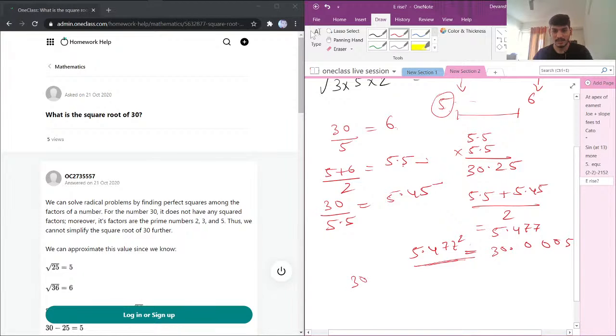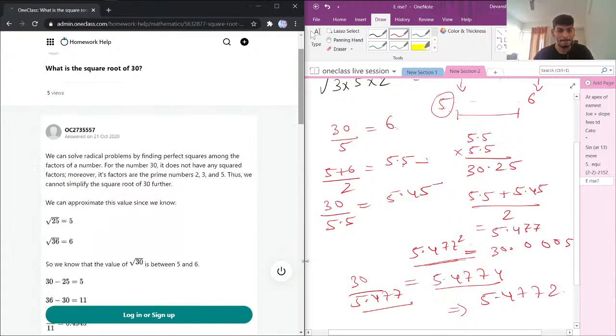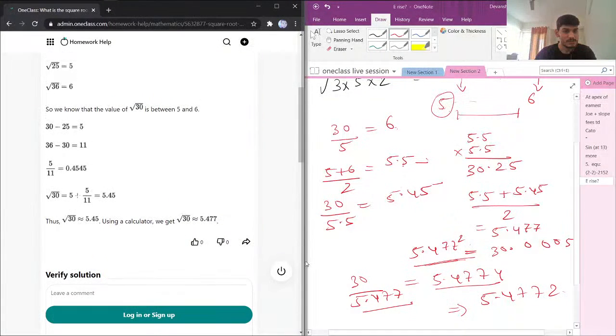So we can just divide 30 by 5.477 and see whatever number we get. So 30 divided by 5.477, we get 5.4774. This is pretty accurate. Then we can take the average of this, and again we'll get 5.4772. Okay, so yep, here also the square root of 30 is 5.477.